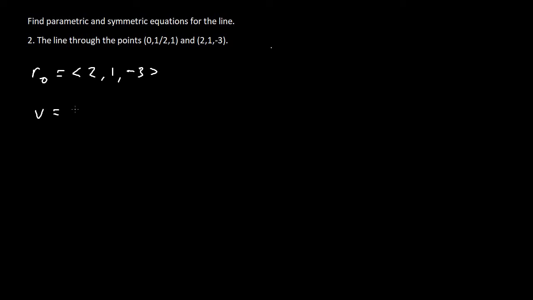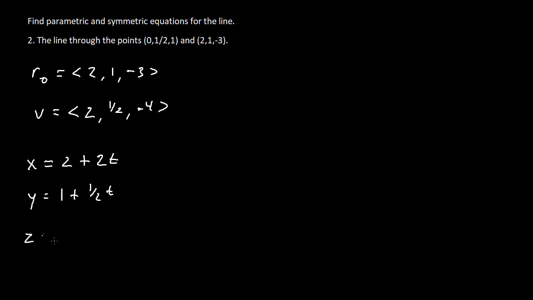So once again, we're going to take x2 minus x1, so 2 minus 0 is 2, comma y2 minus y1, so 1 minus 1 half still gives us 1 half, comma z2 minus z1, so negative 3 minus a negative 1 gives us negative 4. So that is going to be the vector. So let's go ahead and write the parametric equations. So x is going to equal x sub naught, which is 2, plus the a value, which is the x component of the vector, which is 2, times t. So then y is going to equal y sub naught, which is 1, plus b, which is 1 half, times t.